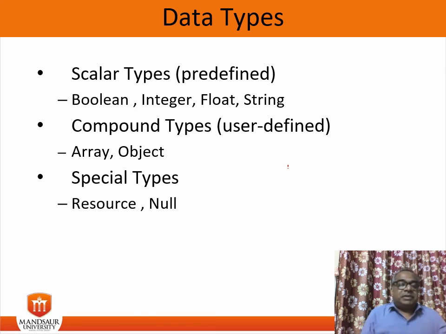So these are all about the 8 different primitive data types of PHP.